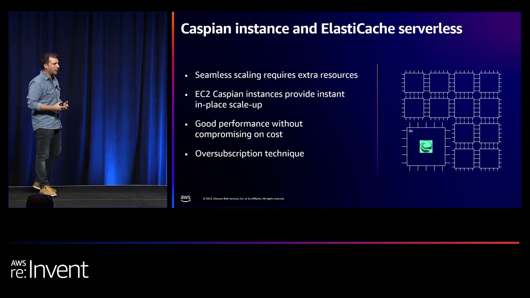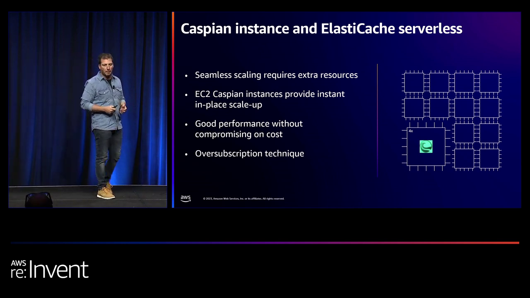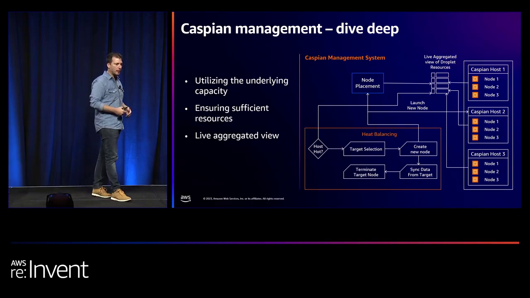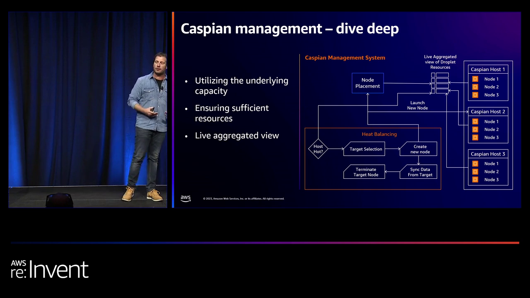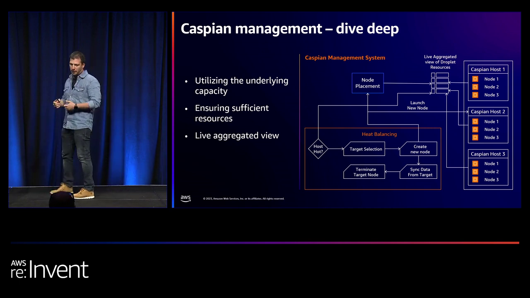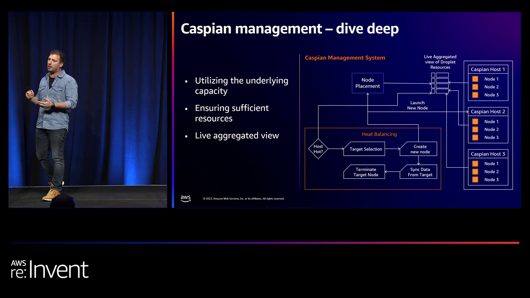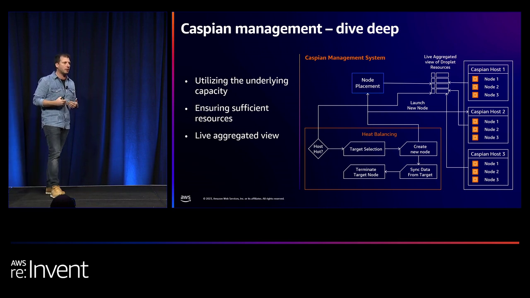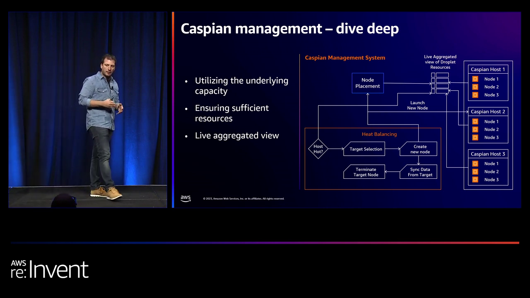So let's understand more about how we are actually managing all these Caspians. We are utilizing the underlying capacity of our Caspian platform, and we do that according to customer demands. The main challenge here is to ensure that all the cache nodes running on Caspian have enough resources to manage the existing workload and the workload that is to come to the system. So we need to make sure that we are not running out of resources, whether CPU or network bandwidth. Otherwise, the cache nodes will experience reduced throughput and increased latency. And this is something that we definitely want to avoid.